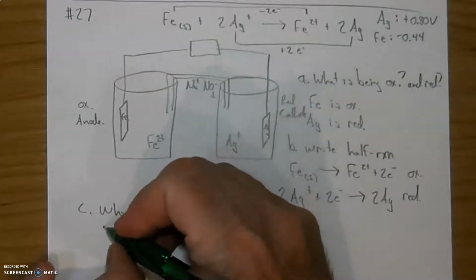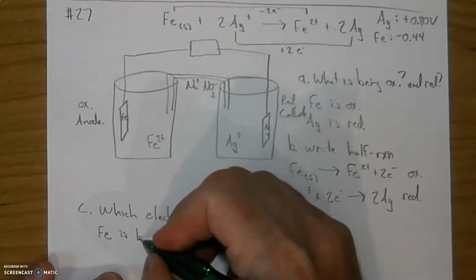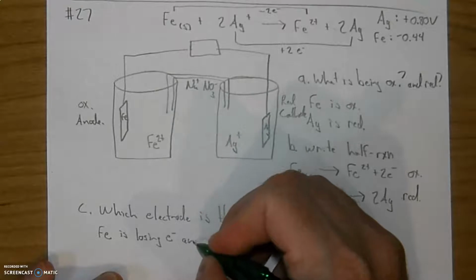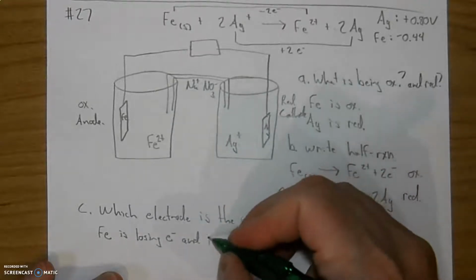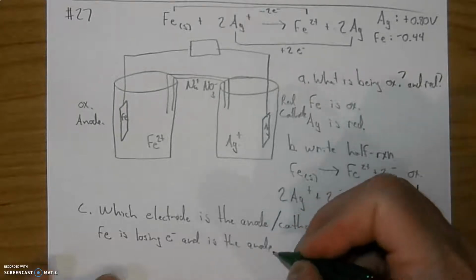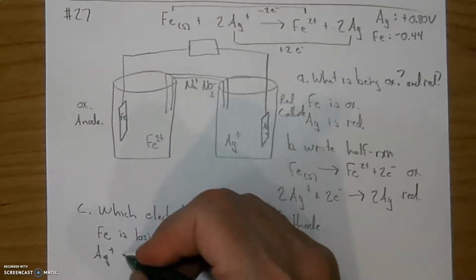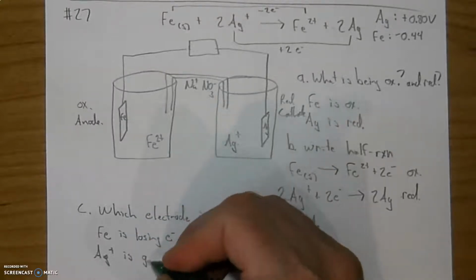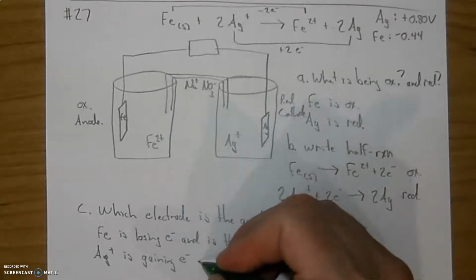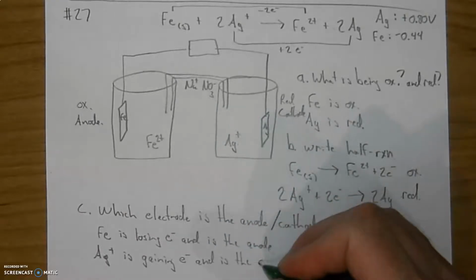So just to kind of clarify this, iron is losing electrons and is the anode, and silver is gaining electrons and is the cathode.